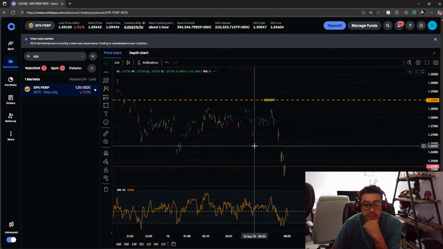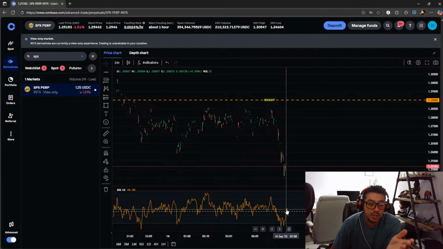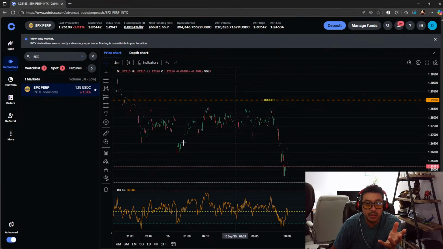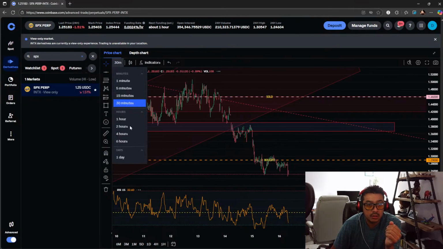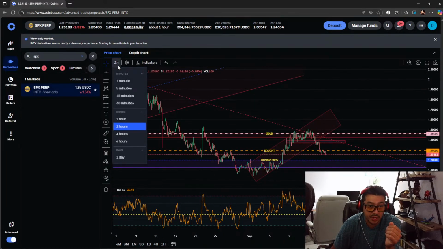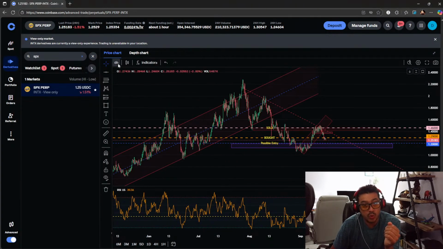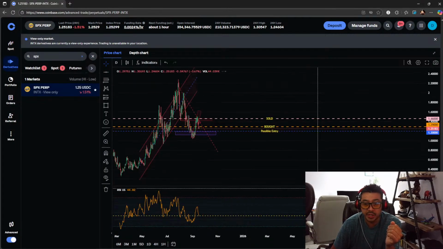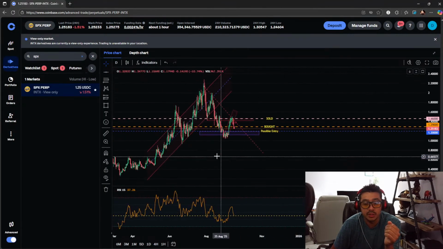Let's go to our 1-minute chart. We dropped as low as we could and we bounced up. So you could also trade in the 1 minute inside the 30-minute, which is inside the 2 hour, which is inside the 6 hour, which is inside the 1 day. Look at that. I love this. This is so cool.